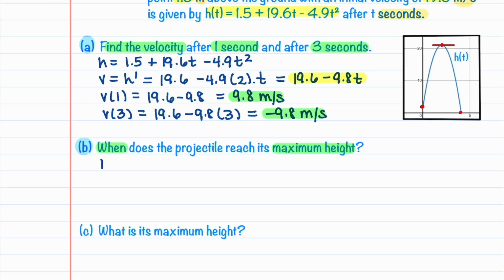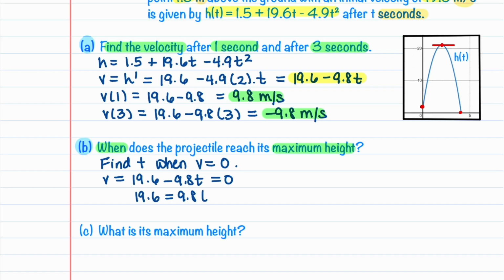So we need to find t when our velocity is equal to 0. Our velocity function was highlighted up here in yellow, and it's 19.6 minus 9.8t, and we're going to set that equal to 0. So we have 19.6 is 9.8t. If we divide by 9.8, we get that t is equal to 2 seconds. At 2 seconds, our projectile is at its maximum height.